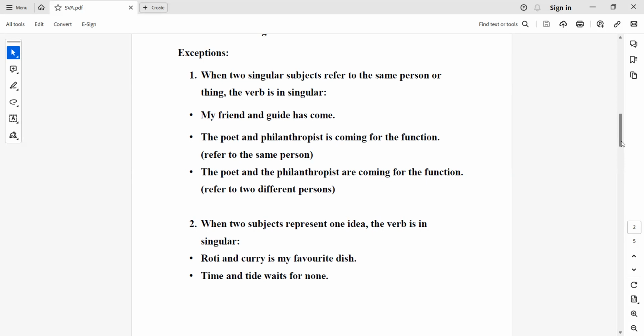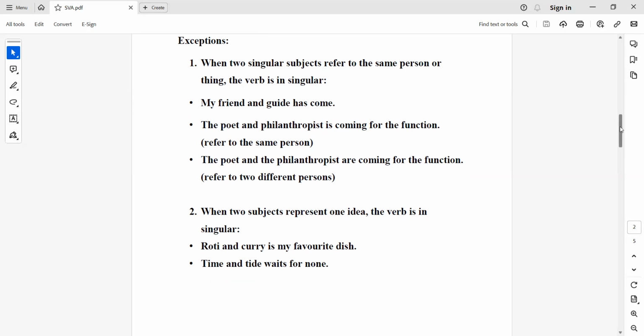If the article is used only once, the two nouns refer to the same person and the verb is in the singular. But if the article is mentioned twice, then two distinct persons are intended and therefore the verb in this case must be in the plural. So that's the difference between the two examples.